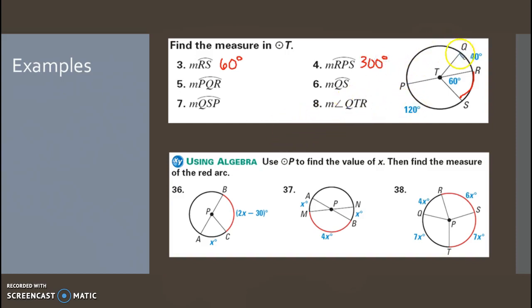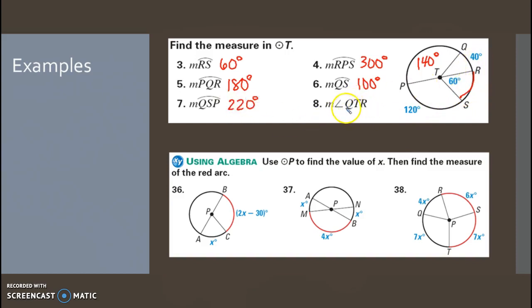PQR comes around here. I know that this is 40, this is 60, this is 120. So that's going to be 220, and 360 minus 220 is 140. So then PQR is 140 plus 40, which is 180 degrees. QS is going to be the smaller one because it's just 2 letters. So QS is 40 plus 60, which is 100. QSP is 3 letters, so it's going to be a major arc. So that's 120 plus 60 plus 40, which is 220.